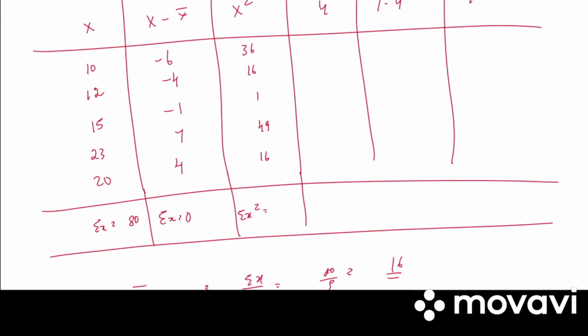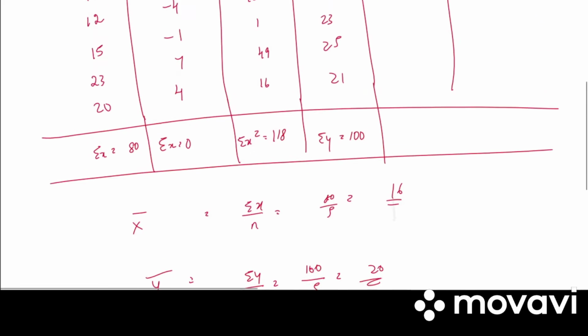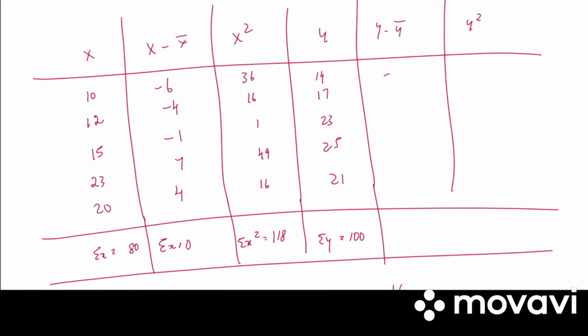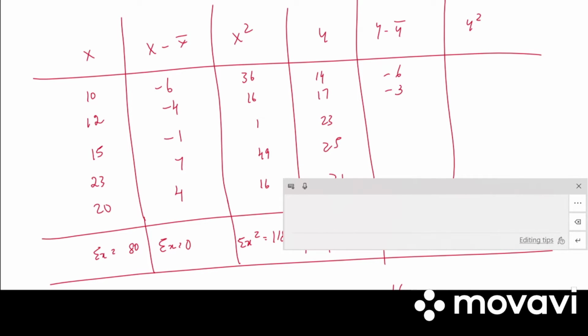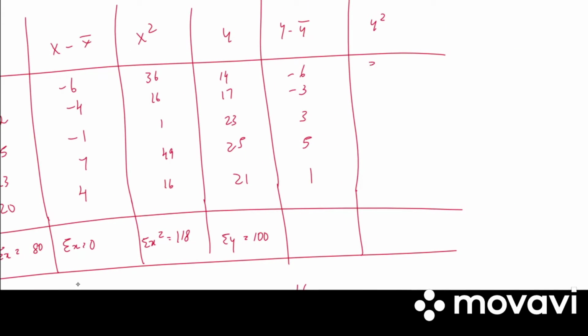So what is summation x square? 118. Then they have given us y values 14, 17, 23, 25, 21. So summation y is equal to 100. So how to find y bar? Summation y by n, 100 by 5, that is 20. So 14 minus 20 is minus 6, 17 minus 20 is minus 3, 23 minus 20 is 3, 25 minus 20 is 5 and 1. Next, y square: 36, 9, 9, 25 and 1.